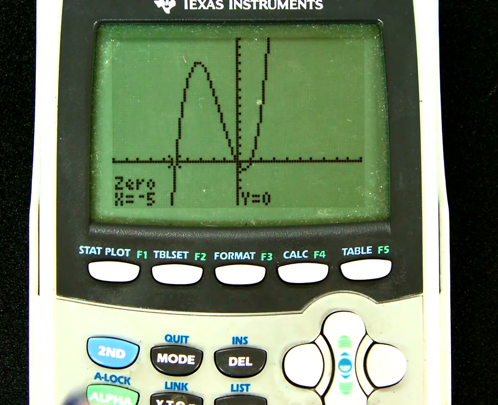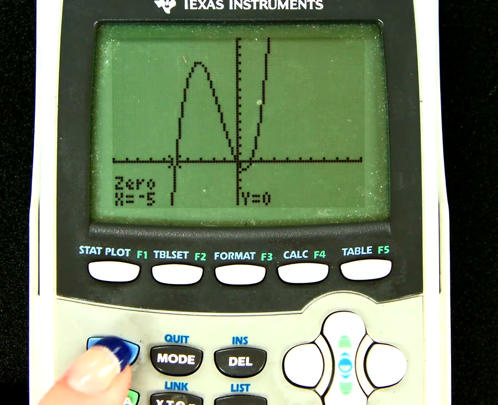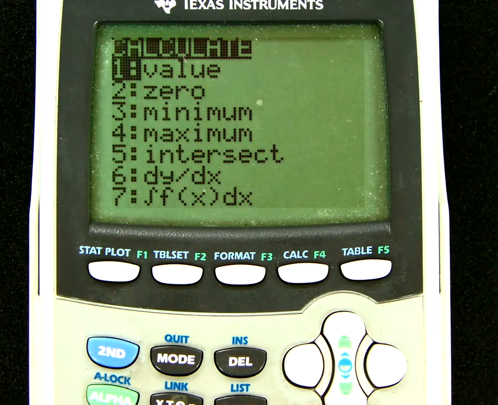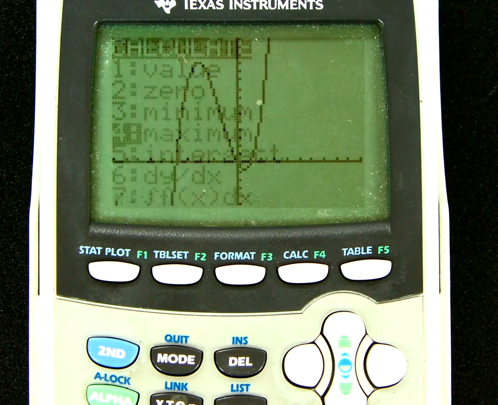All right, then I'm going to calculate the next thing. So up here is the maximum. So we're going to go back to the calc menu, so second trace. We're trying to find a maximum, so that's the one that I'm going to select. So the fourth option, enter.